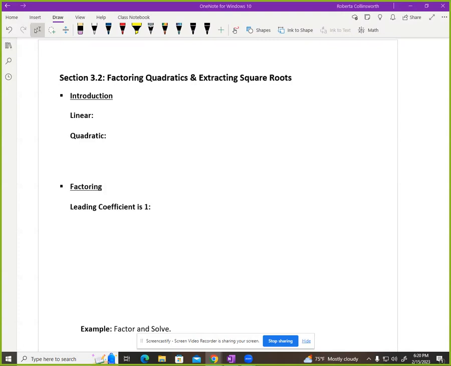So we're going to move on to section 3.2, which is factoring quadratics and extracting square roots. The first thing we have to remember is that we've already learned about linear equations. This was the slope-intercept form of a linear equation. Notice that its x value is raised to the first power.